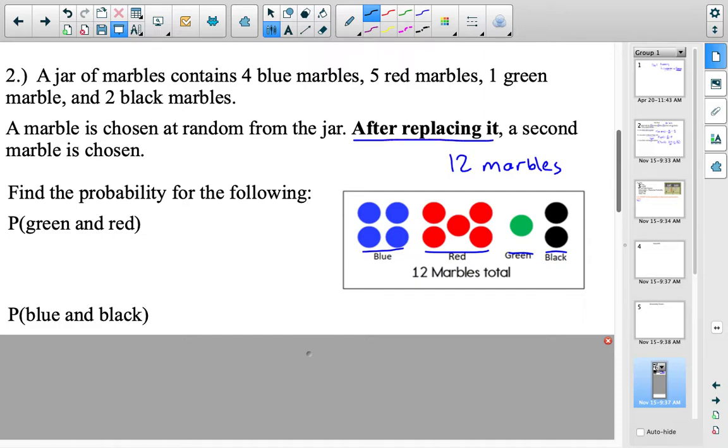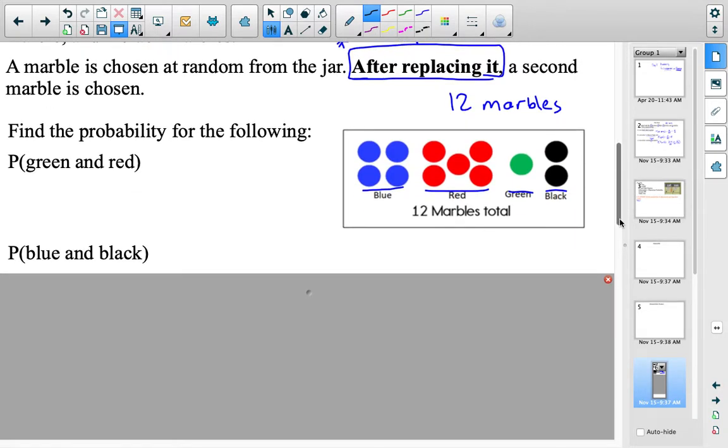So that's a key phrase. After replacing it. You see that? And you should think, oh, independent. Because whatever happens on my first pull, I get to put that marble back. So it's like I'm starting all over again. Then that second marble is chosen.